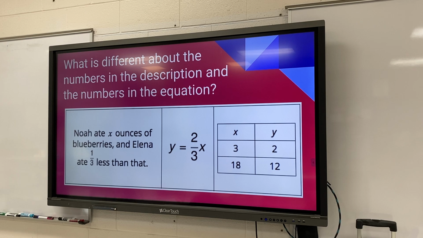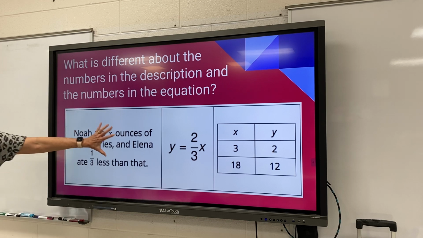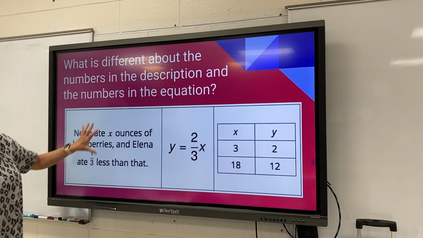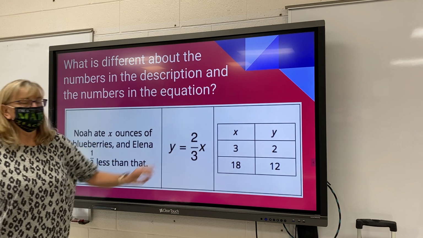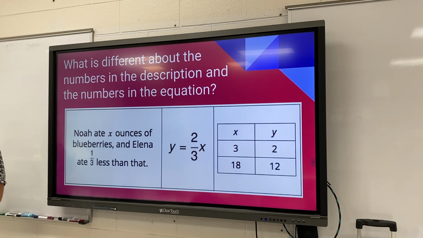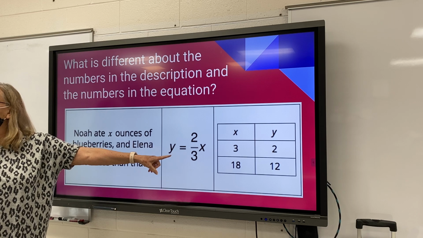All right, so what is different about the numbers in the description and the numbers in the equation? So here's our description. What is different from this number and that number? What do you see? The one in the description is 1/3 smaller. Okay, and this is 2/3 x.